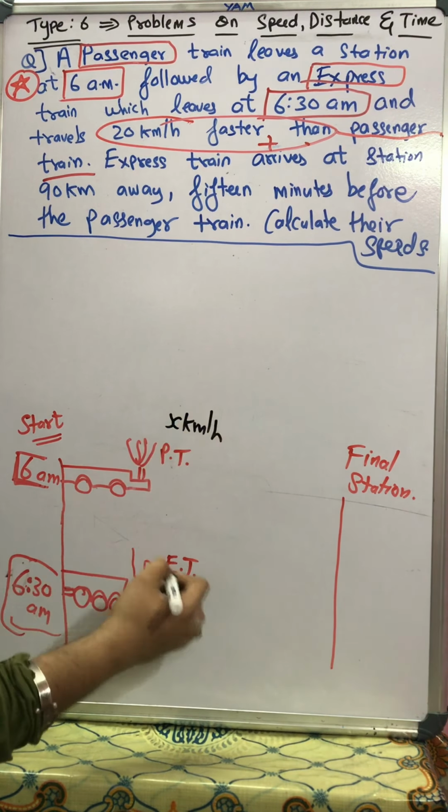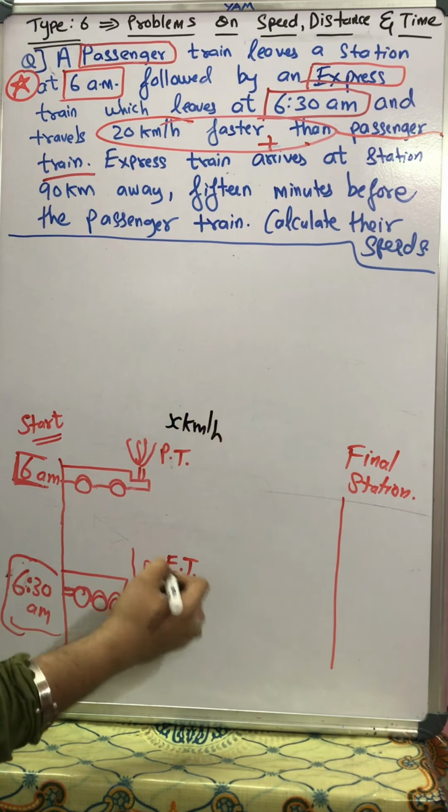Passenger train, suppose the speed of the passenger train be x. So the express train is 20 km faster, so x plus 20. Great. Okay, let's read ahead. We have some story.